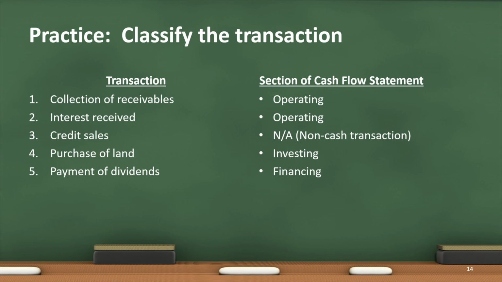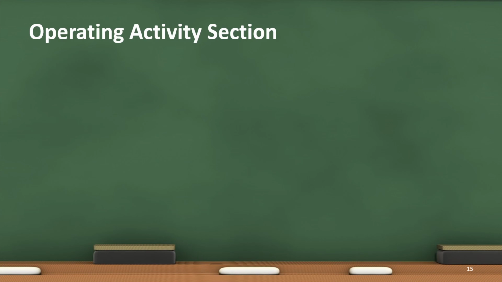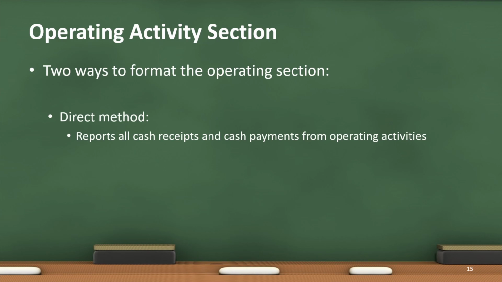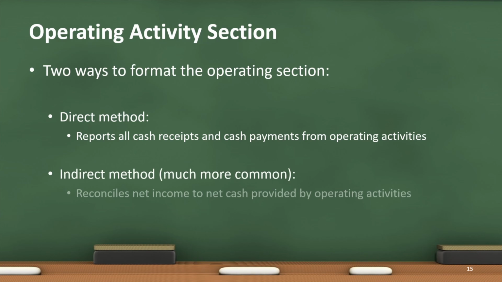Let's focus on the operating activity section of the statement. As I mentioned earlier, there are two ways to format this section. We could use something called the direct method, which reports all cash receipts and cash payments from operating activities. It's pretty easy to understand, harder to do, and honestly, I've never seen it done in industry before. What I've seen that is much more common is something called the indirect method, and this reconciles net income to net cash provided by operating activities. We're going to look at a new example on the next slide.